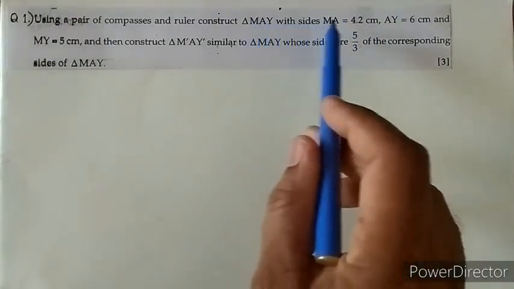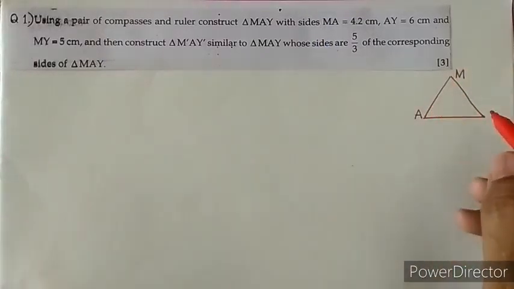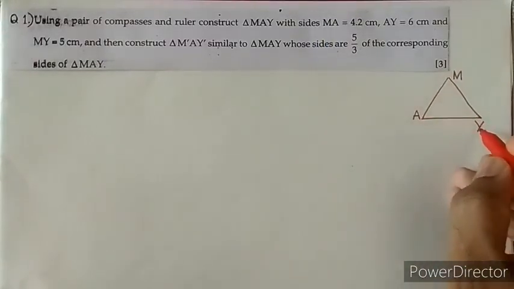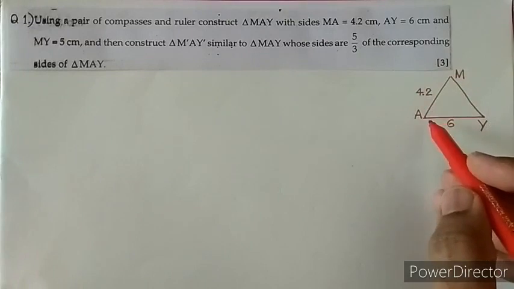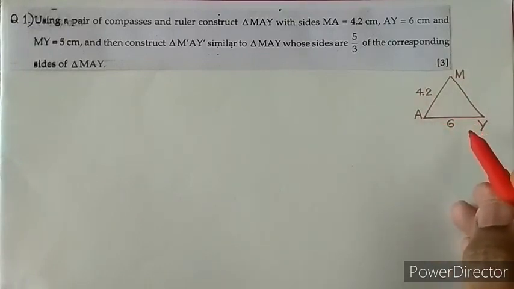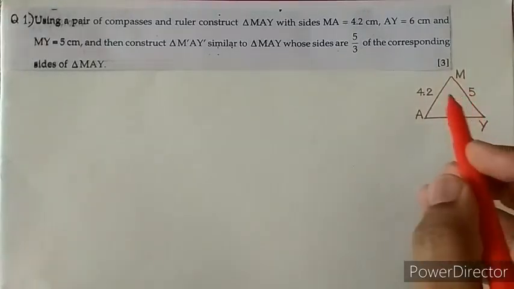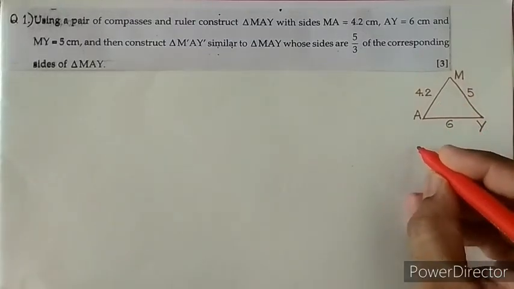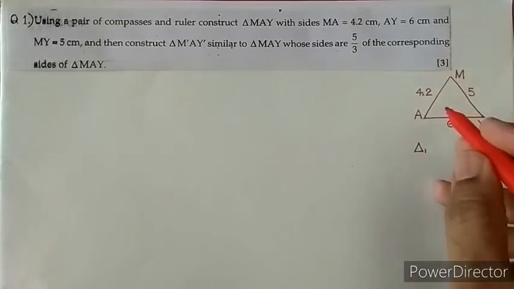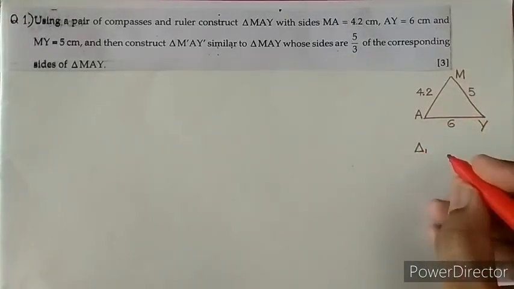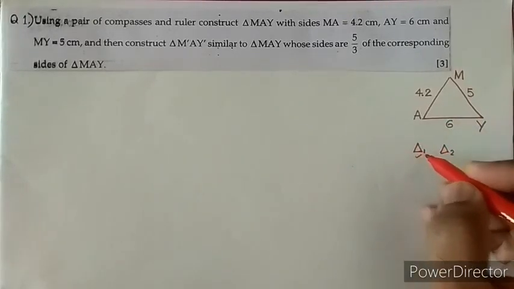We'll draw this triangle first, triangle MAY, a freehand figure, whose sides are MA 4.2 centimeters, AY 6 centimeters, and MY is 5 centimeters. So this is our first triangle. Let this be triangle 1, and the other one will be triangle 2. So we have triangle 1 and triangle 2. This is what we have drawn first.